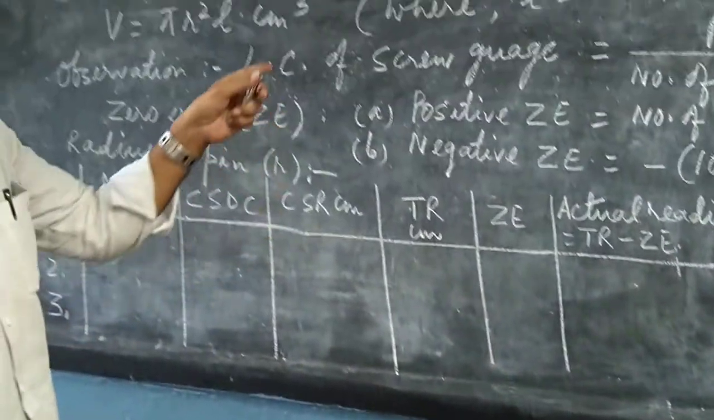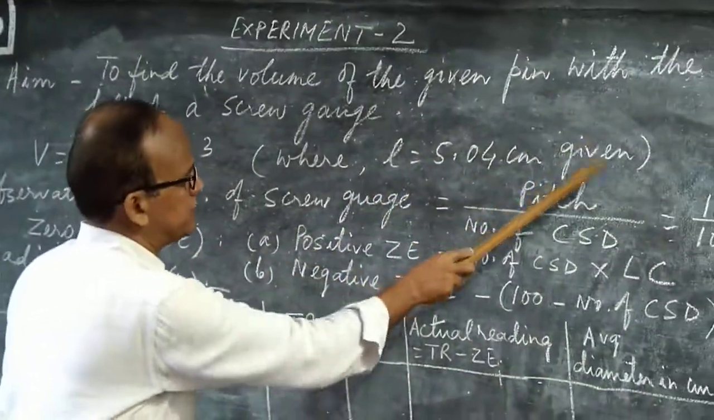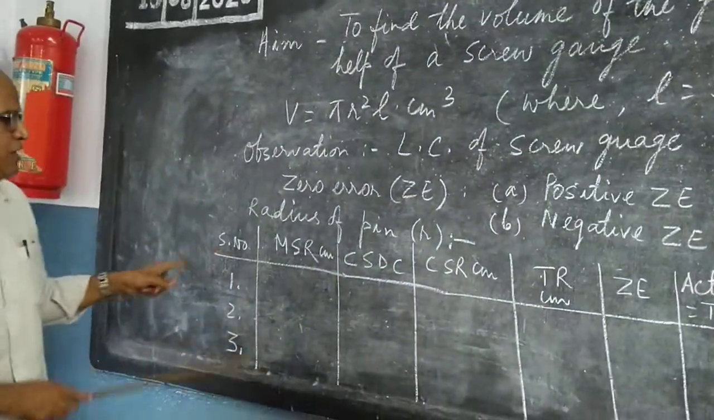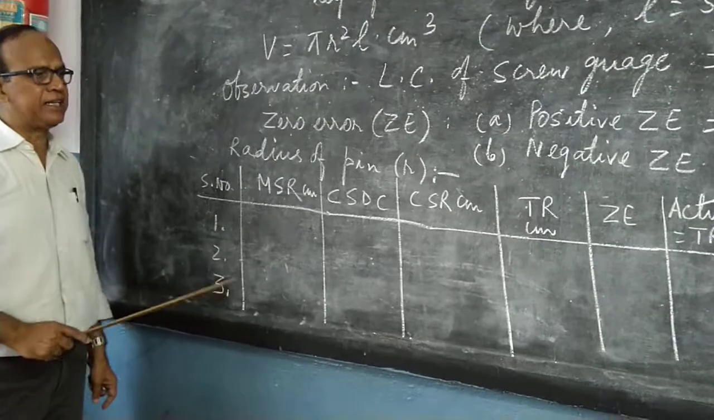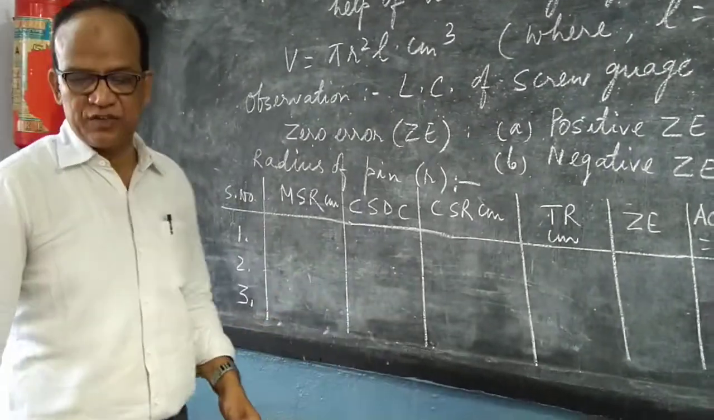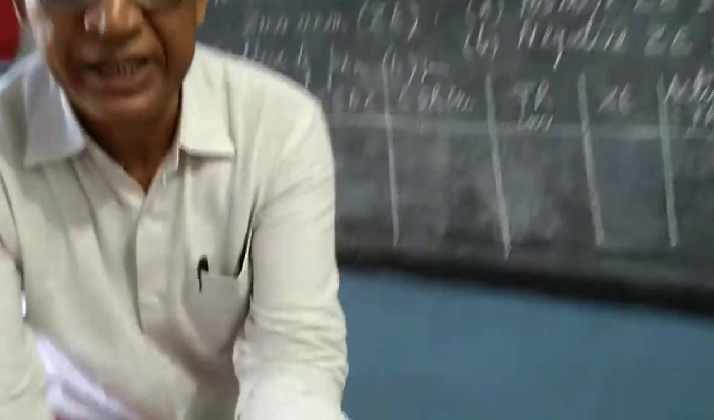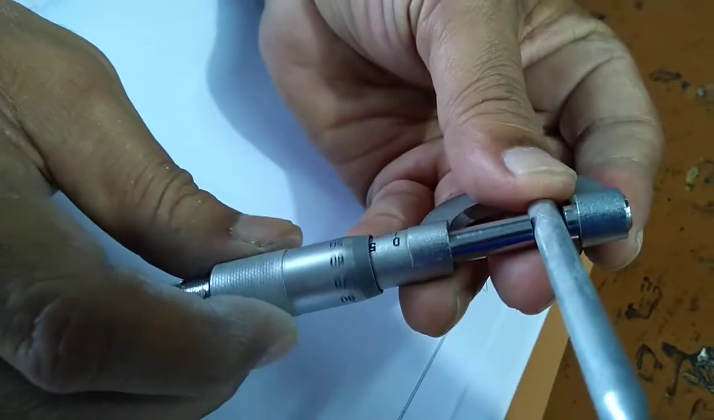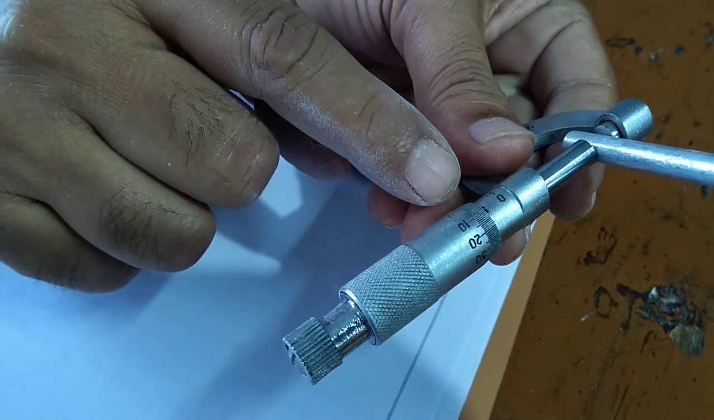So to find out the volume of the given pin, the length is already given, 5.04 centimeter, and we have to find out the radius. For that we make this table, serial numbers 1, 2, 3. We will take 3 readings, and the average of these 3 readings will be the radius of the pin. So first we take the main scale reading. How to take it? We turn the circular scale and put the pin between these two studs, and then we turn and hold the pin tightly between these two, and then we take the main scale reading.